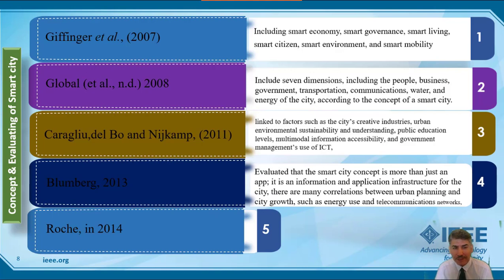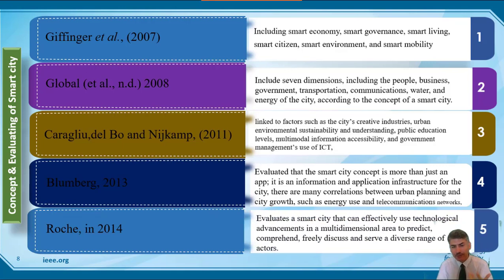So Bramber, 2013, evaluated the smart city concept as more than just an application. It is an information and application infrastructure for the city. There are many correlations between urban planning and city growth, such as energy use and telecommunication network.